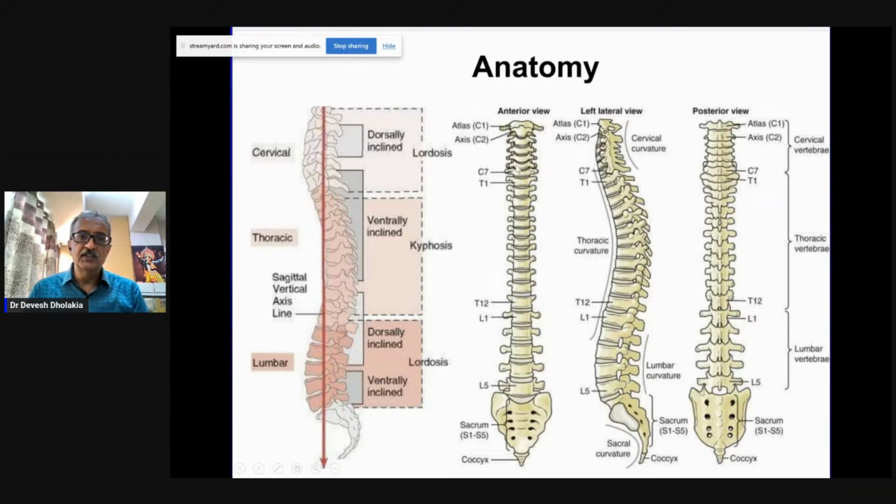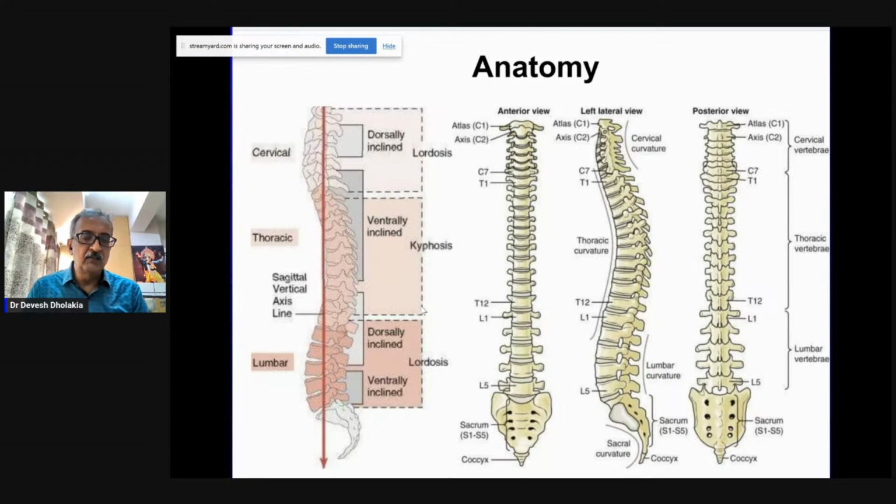When you see the spine from the front, it is a straight line, while if you see it from the side, there are curvatures added to the spine. The cervical curvature is called the cervical lordosis. The thoracic is turned the other way around, and is called thoracic kyphosis. Lumbar is called lumbar lordosis. And the sacral and the coccyx also have a kyphosis segment.